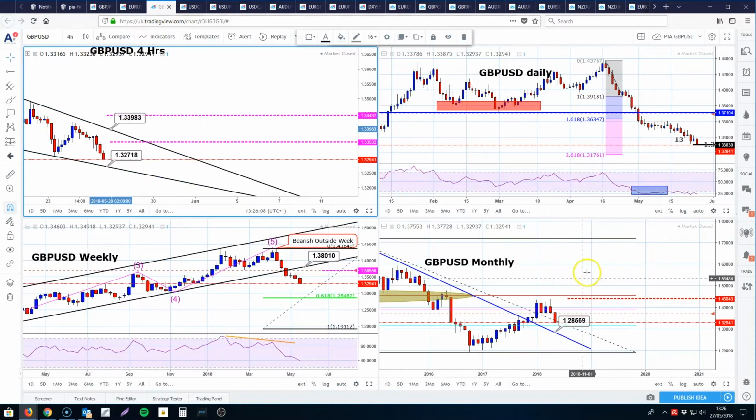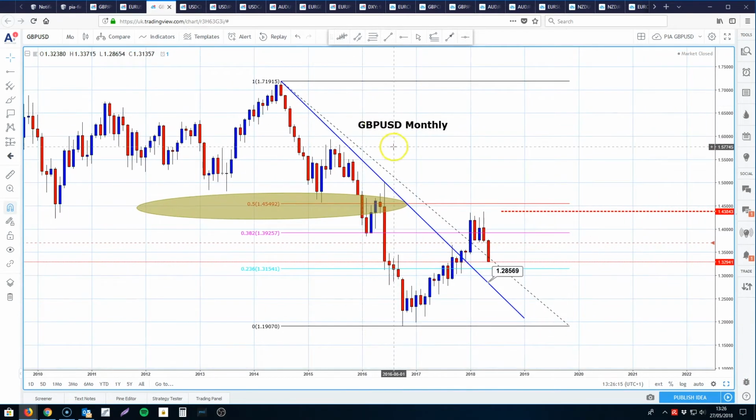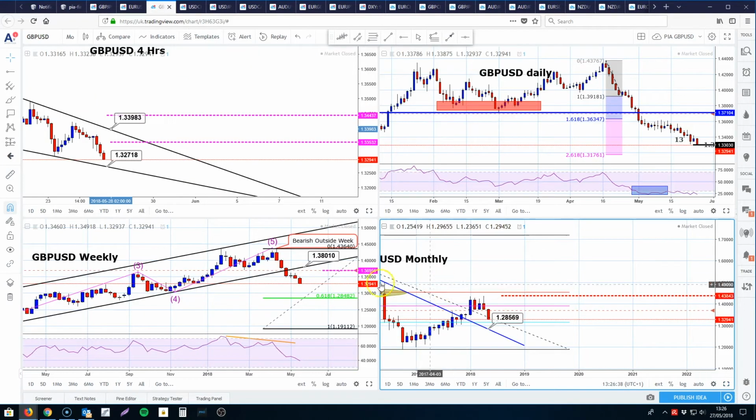Cable, similar story really to euro dollar. Bearish outside bar posted on the monthly chart. We've actually got a flip as well on the monthly chart, so we are expecting a sustained move to the downside. We've got reverse trendline support coming in at 128.57, and that's quite important for this analytical outlook.